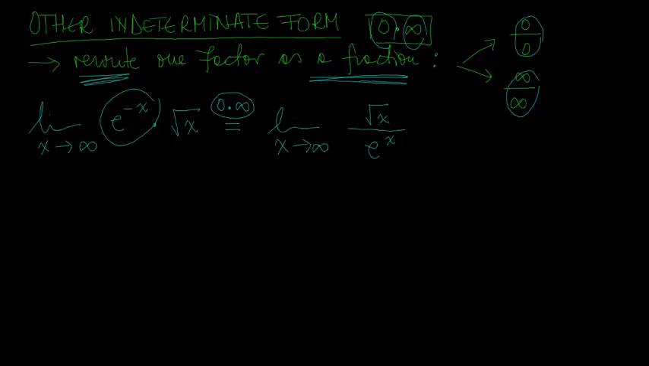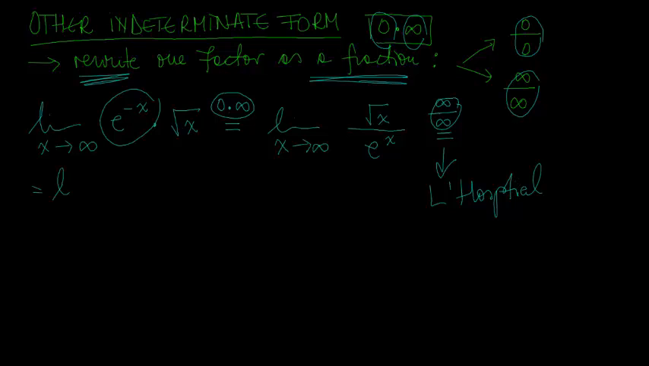So now, if I try to evaluate, I'm going to see that I get square root of infinity, which is infinity, over e to infinity, which is infinity. So I've turned my indeterminate form of 0 times infinity into the indeterminate form infinity over infinity by simply rewriting one of the factors in the denominator as a fraction. So now I can apply classical L'Hopital rule.